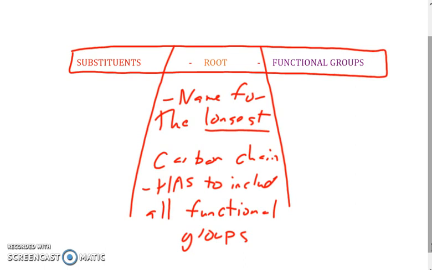Now if we talk about substituents, this piece right here, there are a whole bunch of things that we're going to put as prefixes before our name to help describe what we're looking at. Today all we're going to focus on is our alkyl groups.